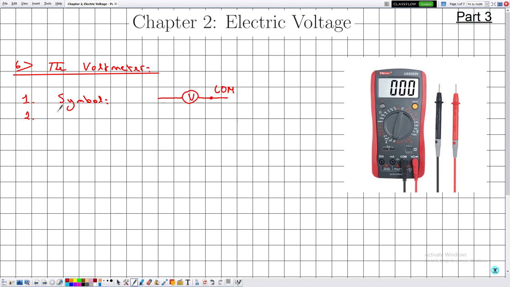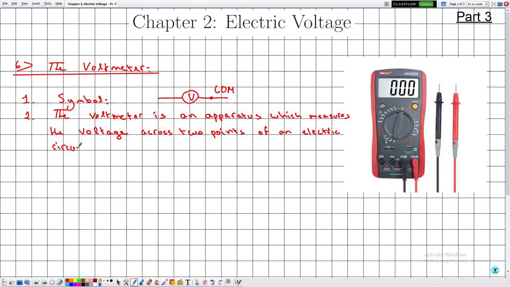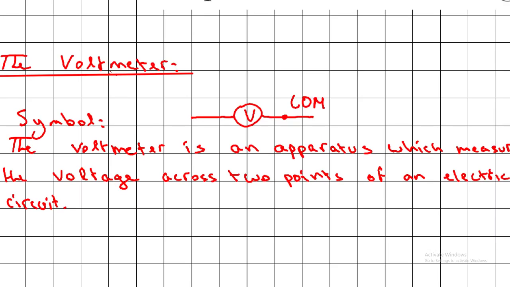Okay, so the voltmeter is an apparatus which measures the voltage across two points of an electric circuit. So from its name, voltmeter, anything that ends with the word meter means it is an instrument or an apparatus. Apparatus means an instrument. So what does this instrument measure? It measures the volt, which is the voltmeter.